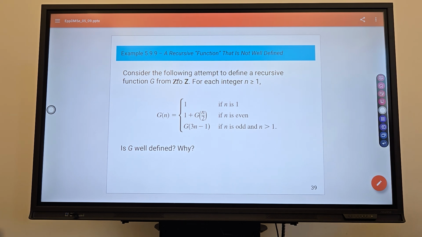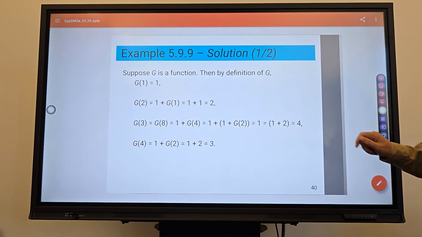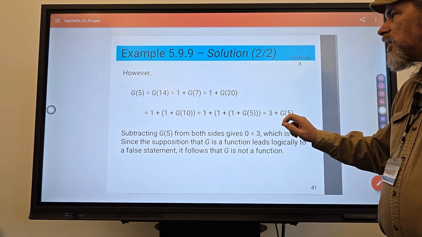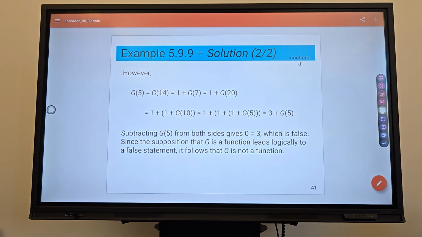Well, suppose G is a function. Then by definition of G, these values can be obtained for G of 1, G of 2, G of 3, G of 4, etc. However, G of 5 equals G of 14, which equals 1 plus G of 7, which equals 1 plus G of 20.